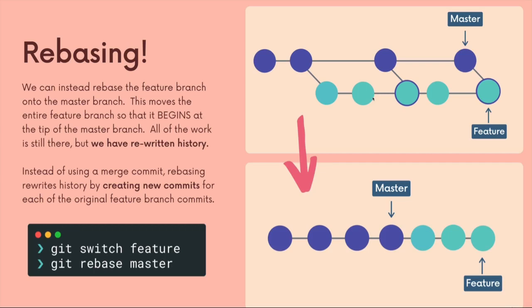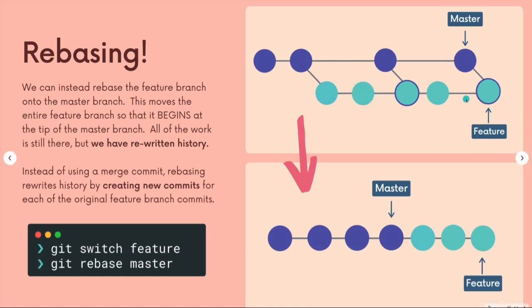If we rebase instead, and rebasing is just another way of combining branches instead of merging, what happens is that we actually rewrite history, and this is why it's sometimes problematic. We're creating new commits, or we have Git create new commits for us, based upon the original feature branch commits. So here's the same diagram from before up top.